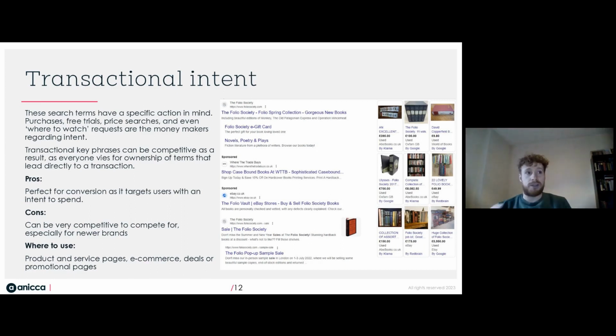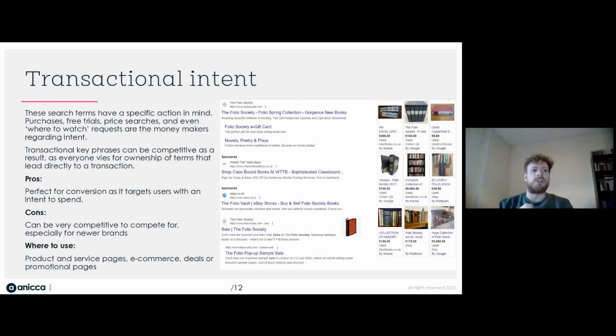However, because of the nature of this intent, and because everyone wants ownership of these sorts of terms, it can be highly, highly competitive, because they're perfect for conversion. You've already found that person at the bottom of the funnel. So these are ones where you want to really hone in and be really specific with where you use your transactional intent.